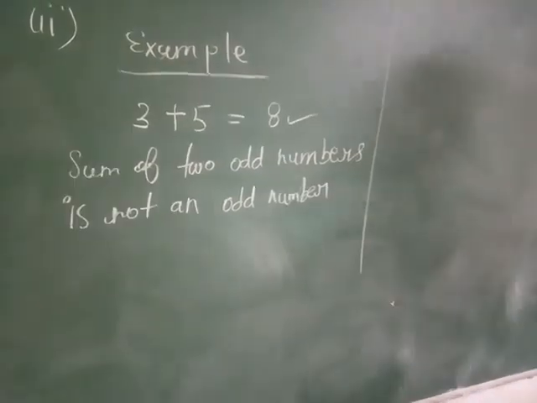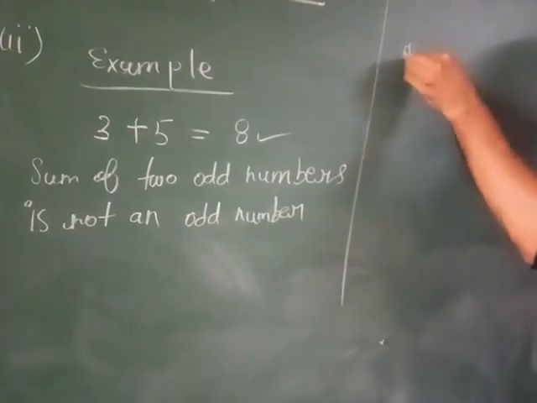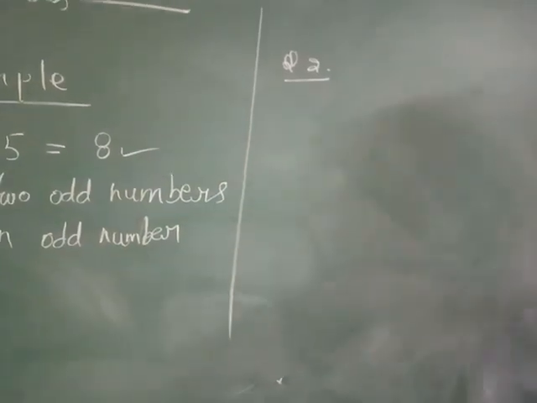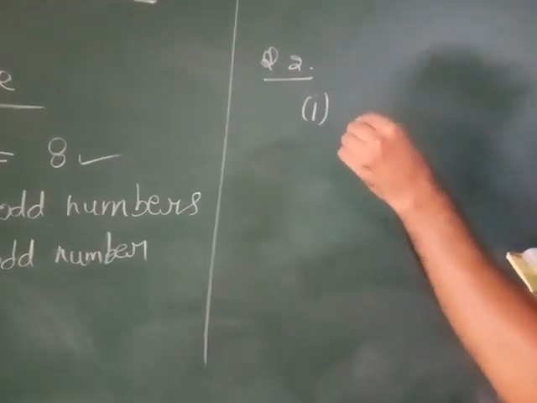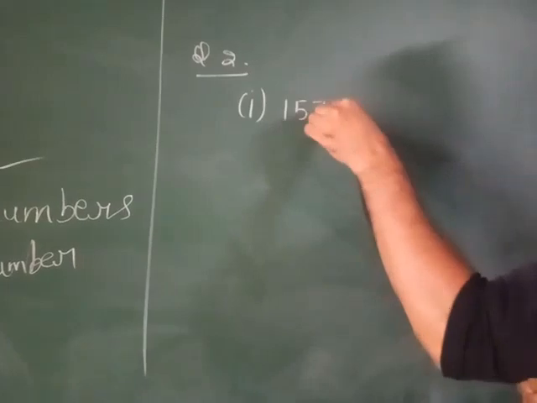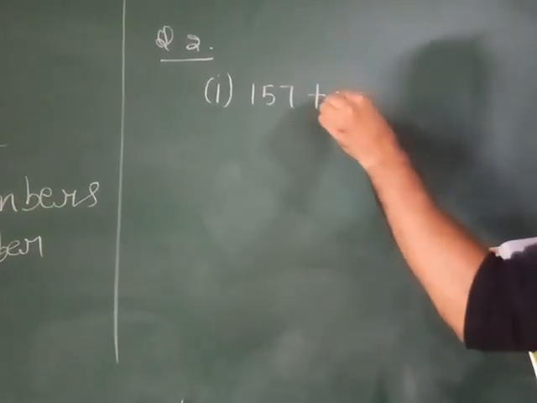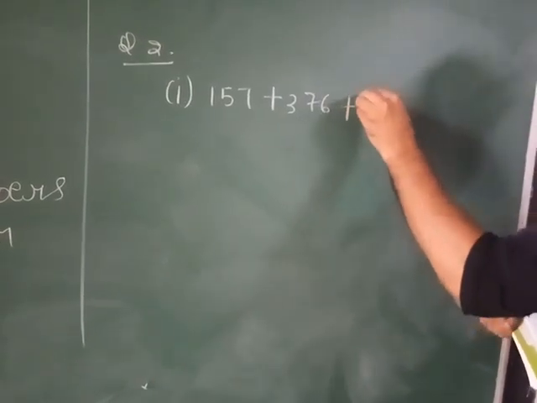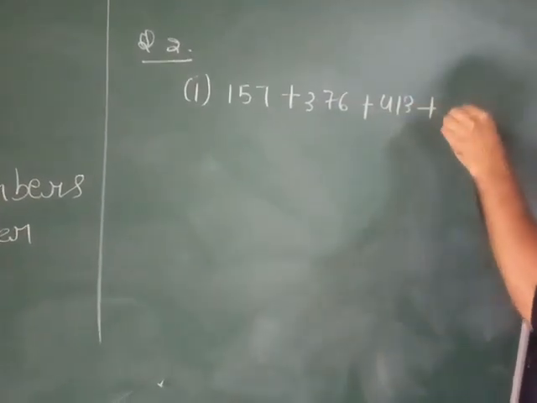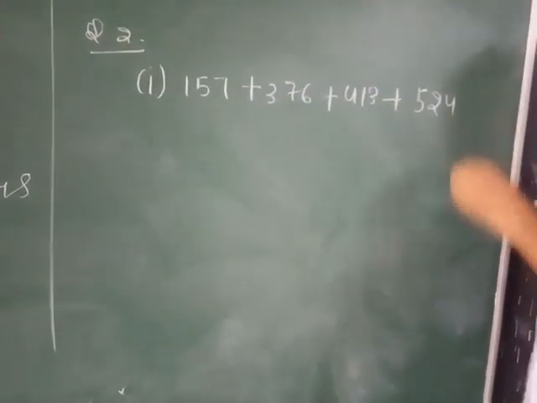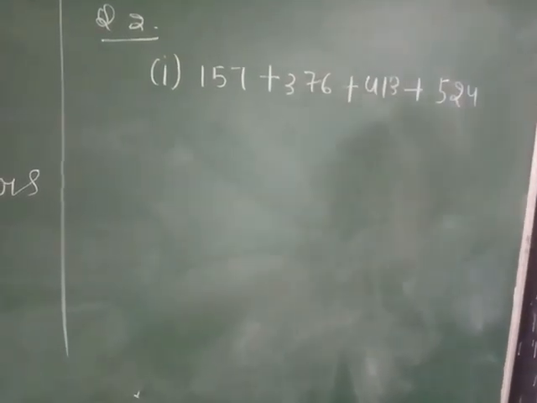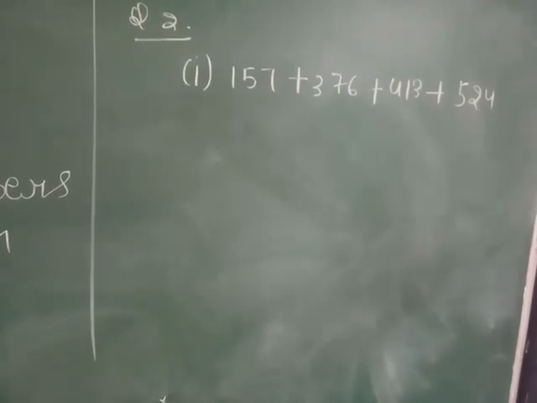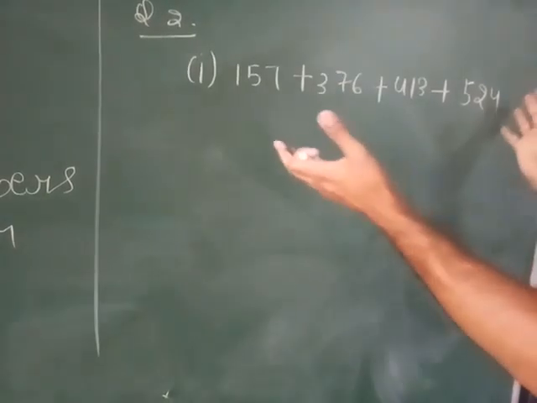Now question second. Determine the sum by suitable rearrangement. First part, some numbers are given: 157 plus 376 plus 413 and 524. We have to rearrange the numbers and then we will add the numbers. So for rearranging we have to simplify this.